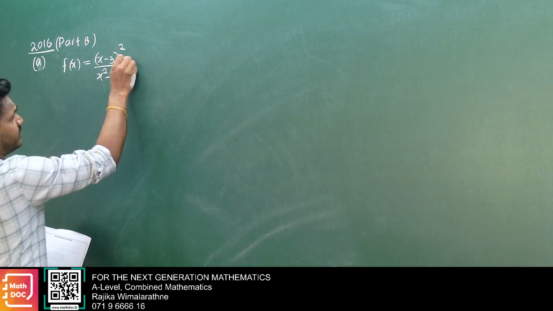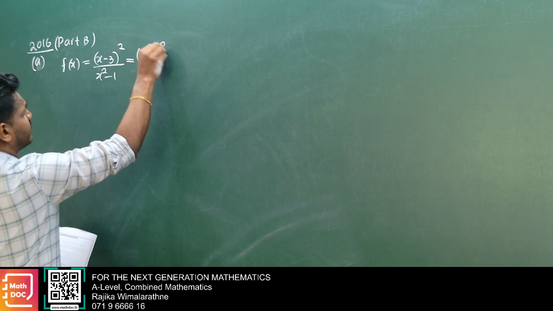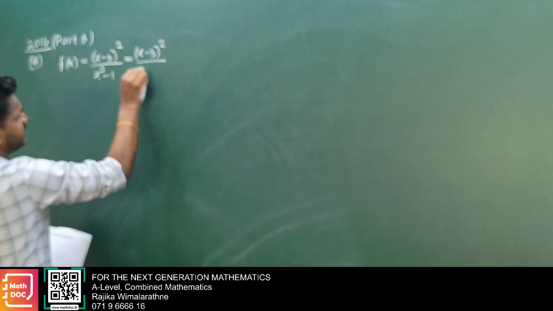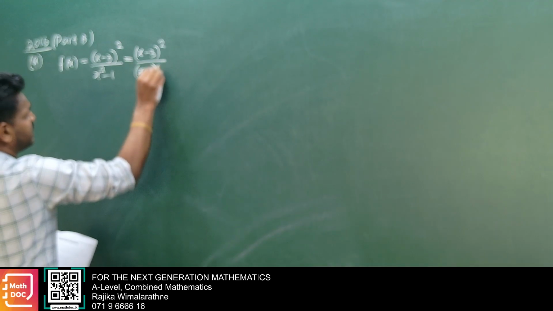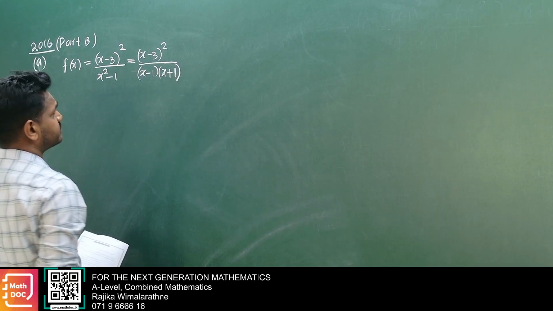One is the factor form. You better factorize this. (x minus 3) squared is already factorized. Now the denominator factors as (x minus 1)(x plus 1). We need this because we need the denominator zeros.